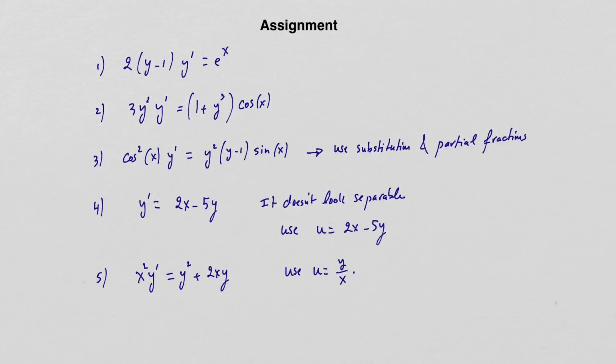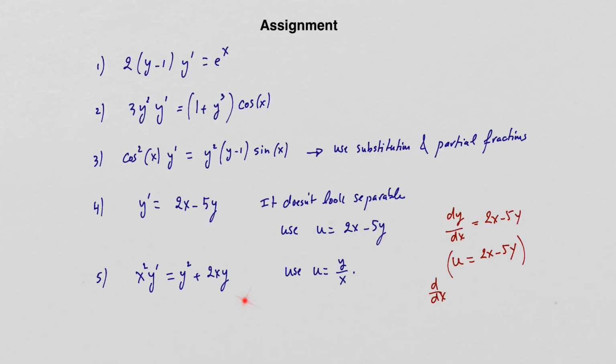This one, it doesn't look separable at all. It's like g of x minus h of y. But I would like you to use this substitution, u equals 2x minus y. I'll give you more hints. So you have dy/dx equals 2x minus 5y, and you're going to let u be 2x minus 5y, and then you differentiate both sides with respect to x, and take it from there. And hopefully, you'll come up with something that is separable, and you solve it.